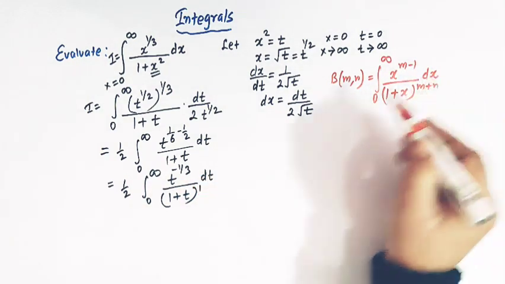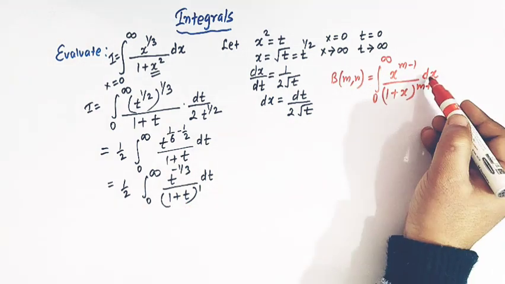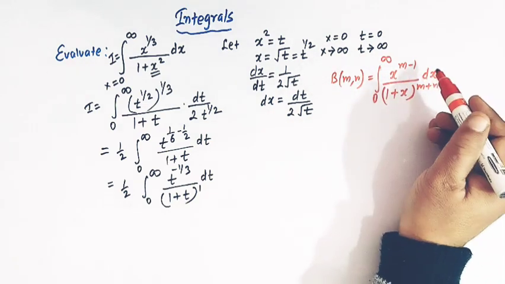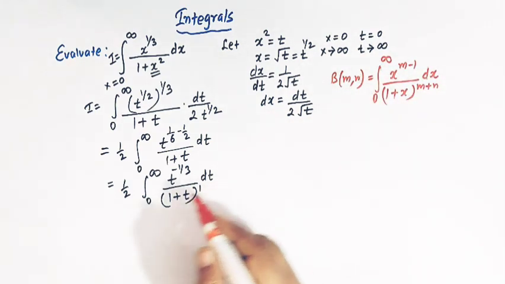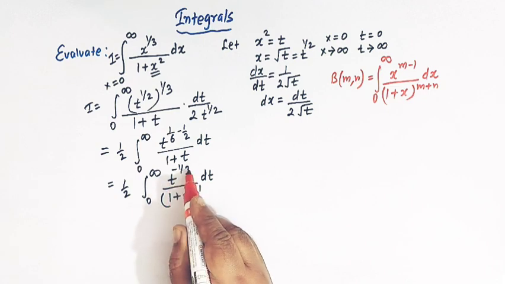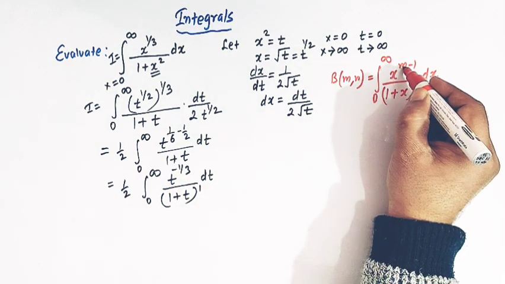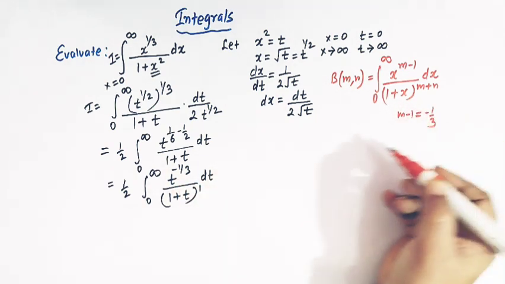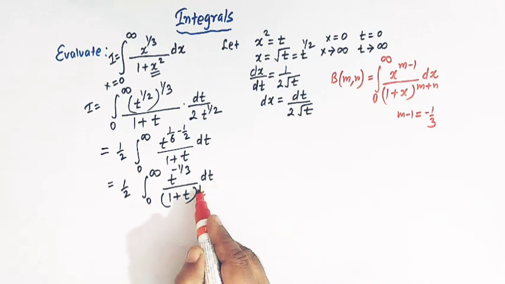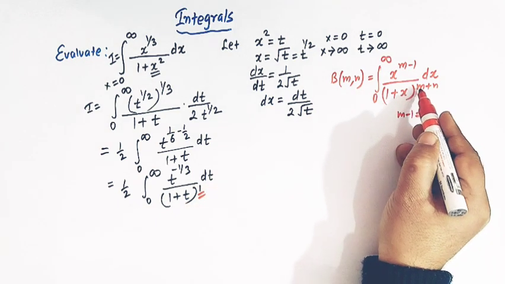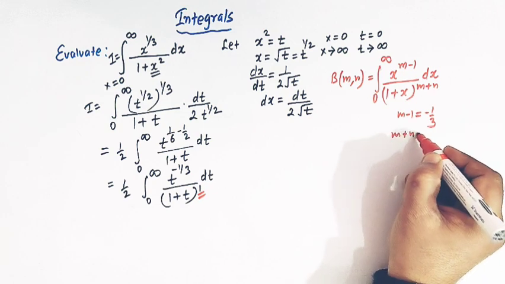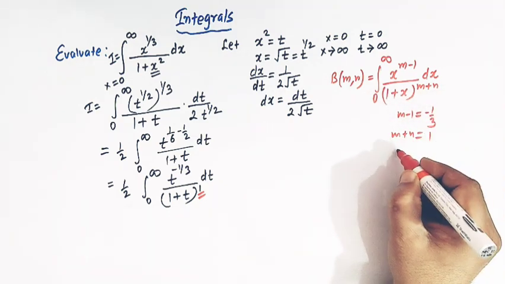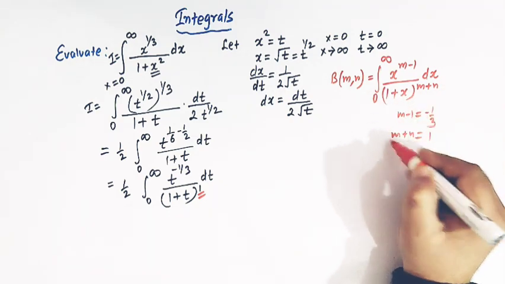So here the variable is x and here the variable is t. Now the variable is not going to make any difference because in definite integrals this is a dummy variable. So here we have t raised to minus 1 by 3, right? And here we have x raised to m minus 1. So we write m minus 1 is equal to minus 1 by 3, and here we have 1 plus t raised to 1. Here we have 1 plus x raised to m plus n. So m plus n may be taken as 1, right? So now we have two equations. We can find out the values of m and n from these two equations.